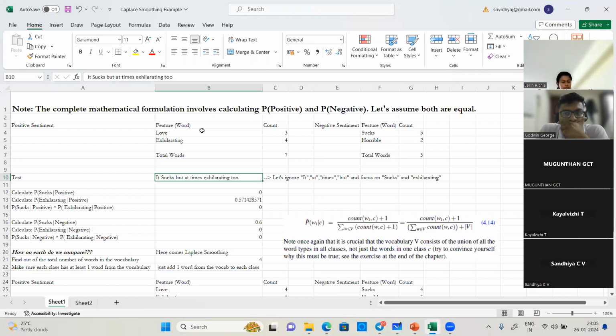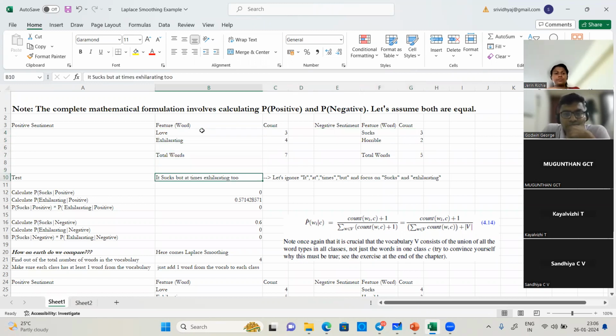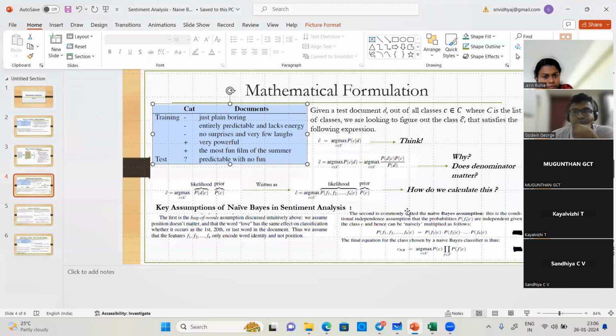Typically, we ignore them. Why? Because we can't do anything about them. They don't exist anywhere here for us to determine a probability, correct? So we just ignore it, at, times, and but. So can you tell me what am I going to be concerned about in terms of features? Here's a document, and I'm converting that into P of F1, F2, F3, Fn given C, correct?